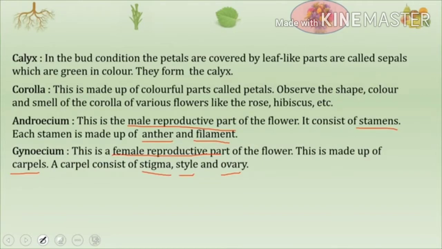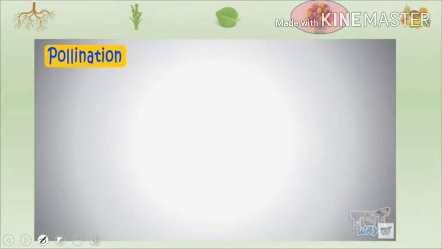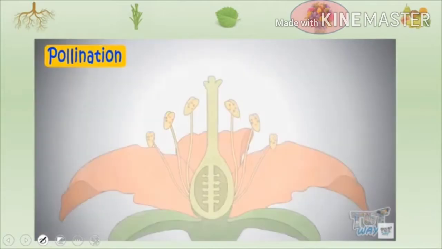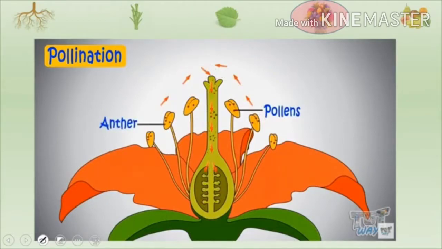Okay. So now the next point, here we will study pollination. Let's observe. Pollination is a process by which pollen is transferred from the anther, the male part, to the stigma, which is the female part, thereby enabling fertilization and reproduction.